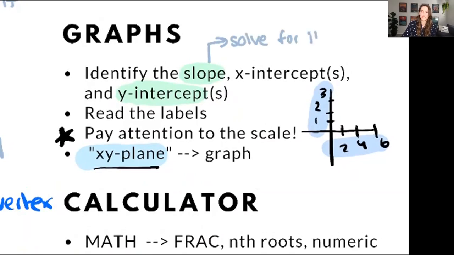I do not just look at a graph, unless I'm running out of time and that's my only option, then I will revert to that. And when I see the phrase "in the XY plane," I'm usually going to graph, because graphing those questions is in general way easier than when you solve those questions algebraically.